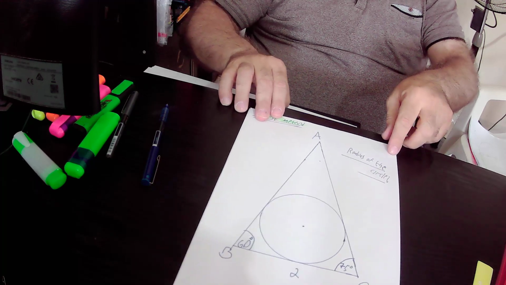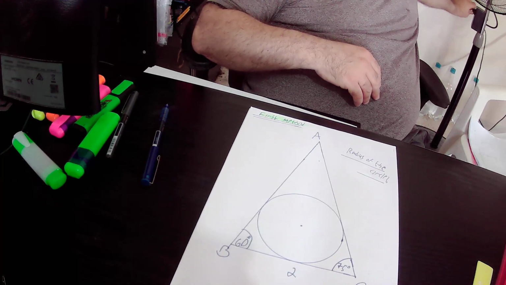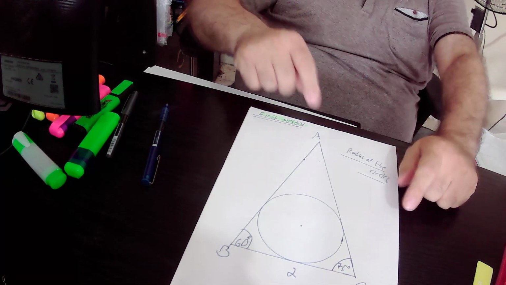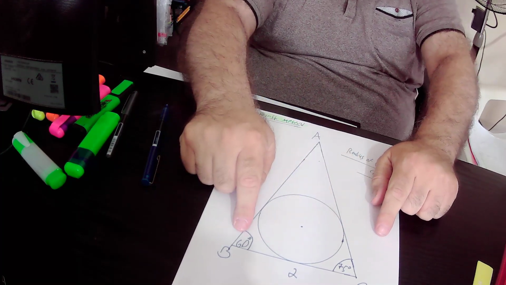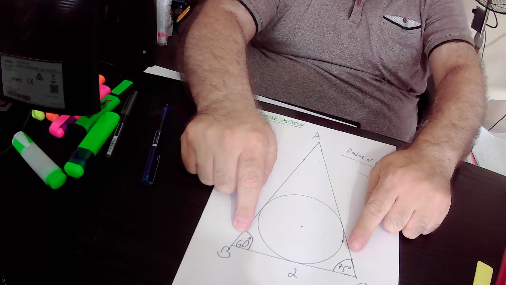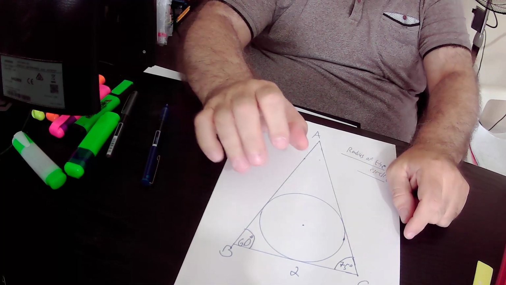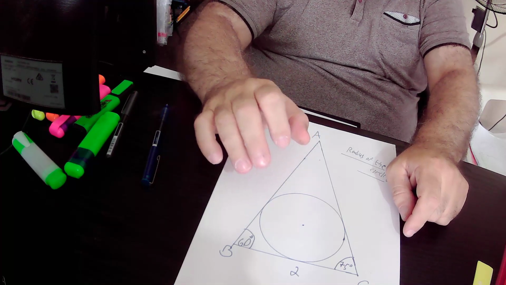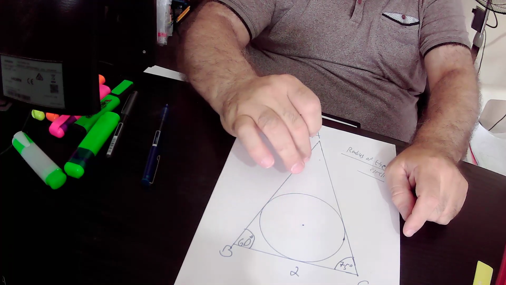In the drawing, we have triangle ABC. Side BC equals 2 units. Angle ABC equals 60 degrees. Angle ACB equals 75 degrees. And our mission is to find out the radius of this circle that is inscribed by triangle ABC.